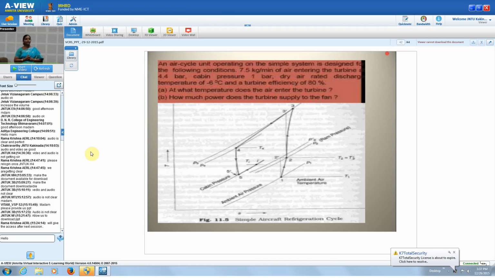How much power does the turbine supply to the fan? Whatever the work done by the turbine in the simple cooling system is used for driving this fan. So whatever the work done by the turbine, you have to find out, and that should be equated to the work required for the fan to operate. At least take the solution.